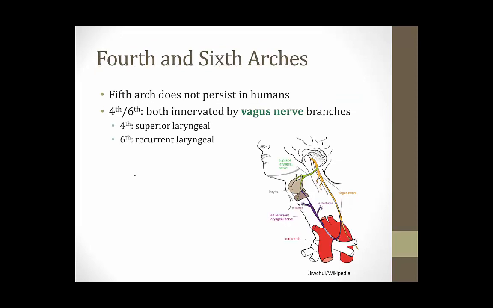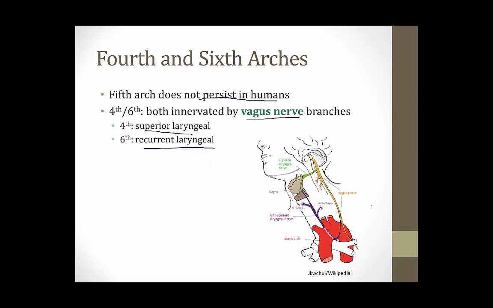The final two arches are the fourth and sixth arches. The fifth arch does not persist in humans, and the fourth and sixth arches are often considered together because they share a lot of similarities. First of all, the cranial nerve associated with both arches is the vagus nerve. For the fourth pharyngeal arch, it's the superior laryngeal branch of the vagus nerve, and for the sixth pharyngeal arch, it's the recurrent laryngeal branch of the vagus nerve.